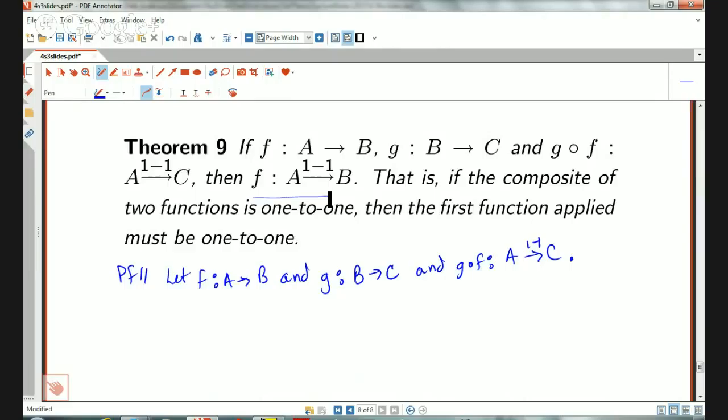It's on the first page of our notes. How do you show something's 1-to-1? Yeah, F of X equals F of Y. So let X and Y be in A, which is the domain for F.